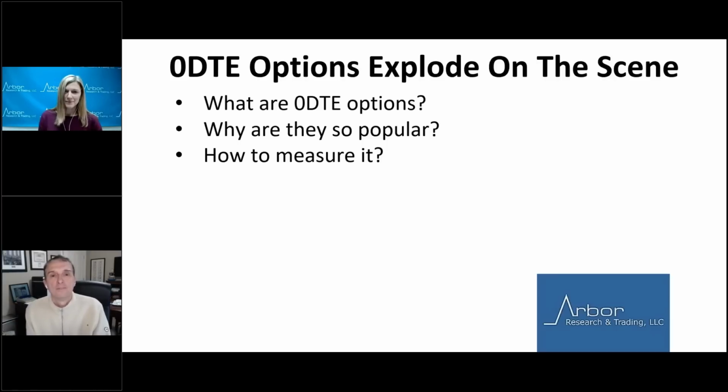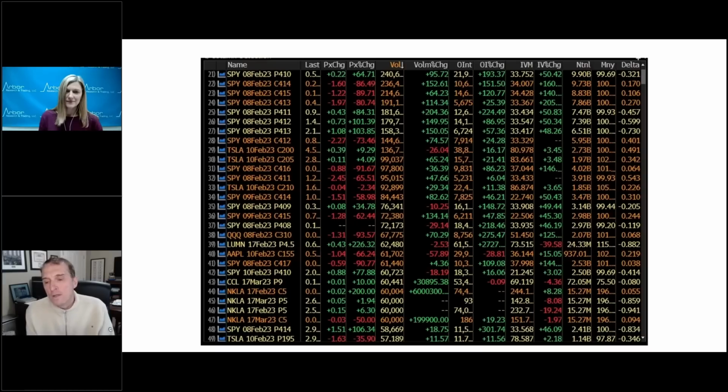And why are they so popular? If we go to the first slide, it shows the most actively traded options today, the day that we're recording, February 8th, as of midday. Under name, you'll see they're listed under SPY for the S&P 500 ETF, and then it says February 8th, 410 P. That is a put with a 410 strike that expires today. The first 7 or 8 or so are all SPY. SPY typically is the most popular. It's the S&P 500, and they all expire today.